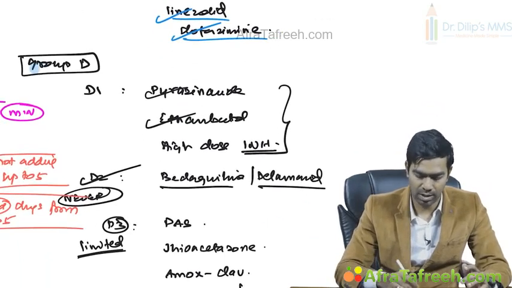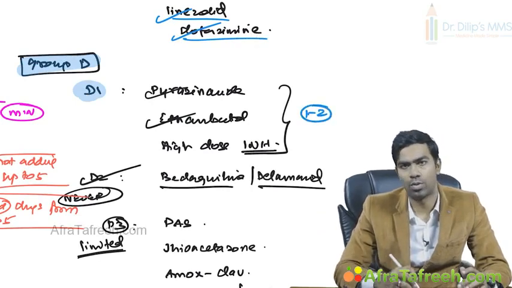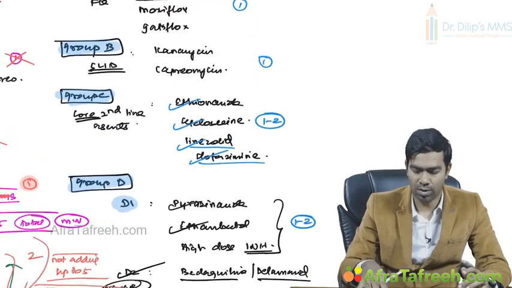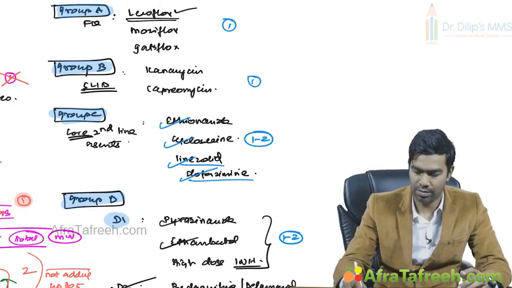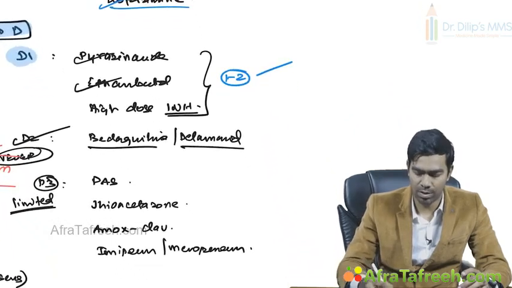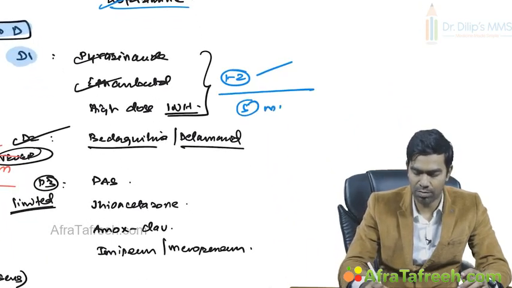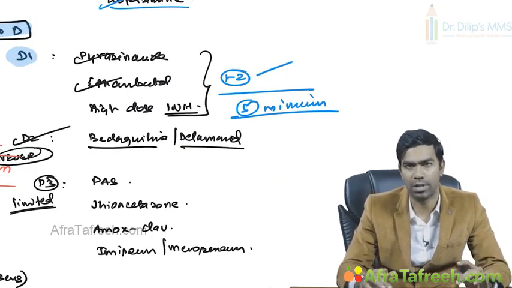Similarly, from group D, and especially this D1 group, you can add another 1 to 2 drugs, so that whatever you add, the total combination should come up to 5. For example, 1 from here, 1 from here, 1 to 2 from here, 1 to 2 from here. So the total combination should come up to 5 minimum. That means the sensitive drug list should come up to 5 minimum.